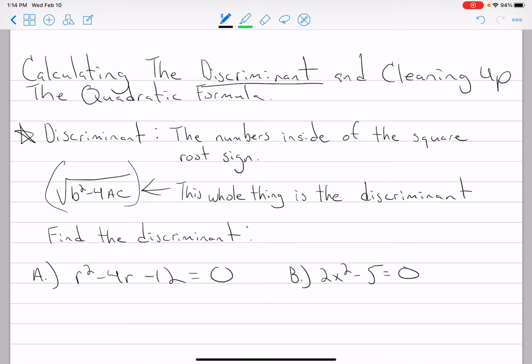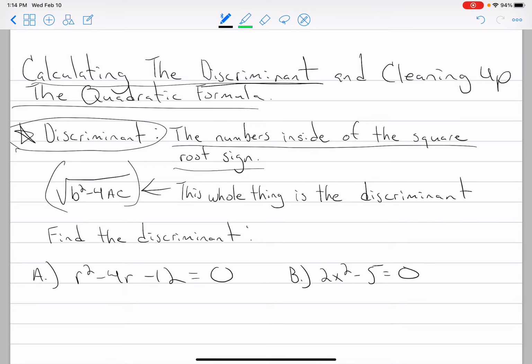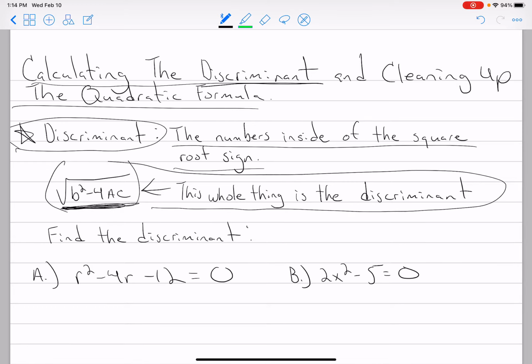Let's do this. We're going to talk about a couple things, calculating the discriminant and cleaning up the quadratic formula. Really just one practice, all right? So first of all, what the heck, Bass? What's the discriminant? Well, the discriminant is the number inside of the square root sign, all the stuff that happens inside of that square root sign. This right here, the square root of b squared minus 4ac. This whole thing is the discriminant, all right?